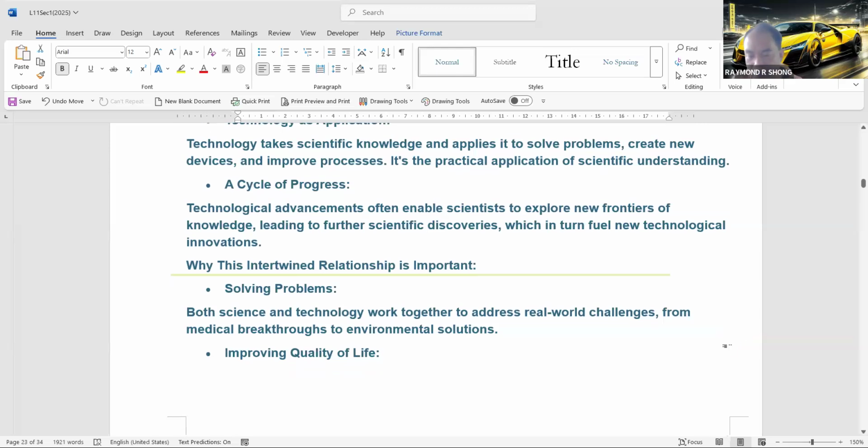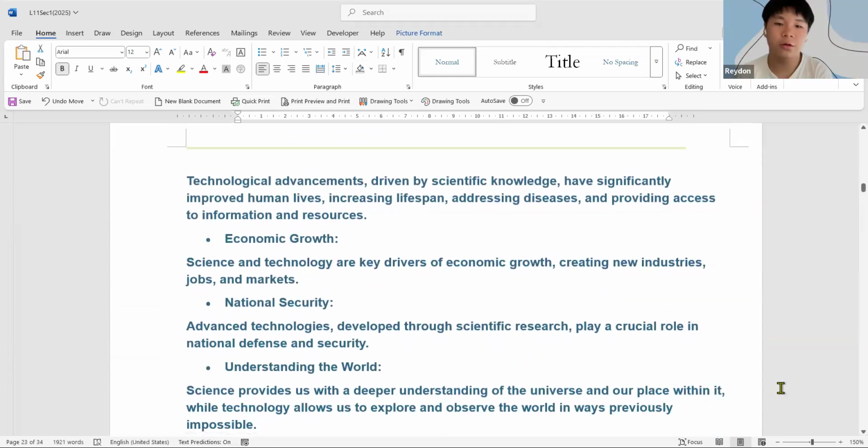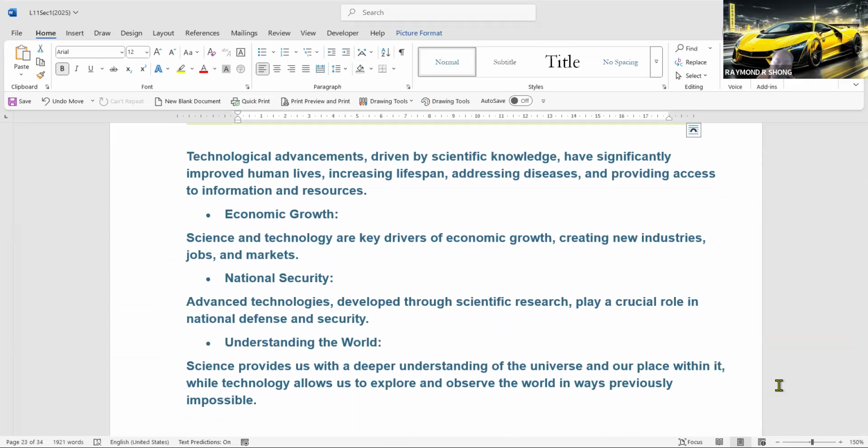All right, improving quality of life. Back to you, Raider. Technological advancements driven by scientific knowledge have significantly improved human lives, increasing lifespan, addressing diseases, and providing access to information and resources. Carry on. And economic growth. Science and technology are key drivers of economic growth, creating new industries, jobs, and markets.